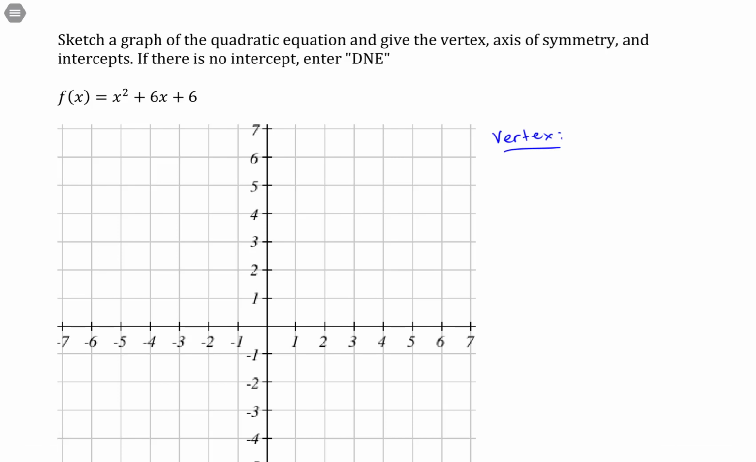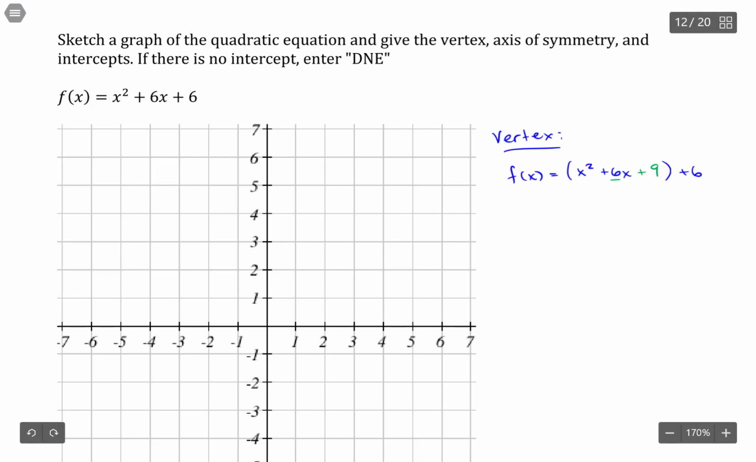First is we could use the vertex formula, but this is a rather simple equation. It's often easier to use the completing the square process, but use the vertex formula if you prefer. So x squared plus 6x, separated from the constant. Now we take 6 divided by 2, which is 3 in this case, then square it. So 3 squared is 9.